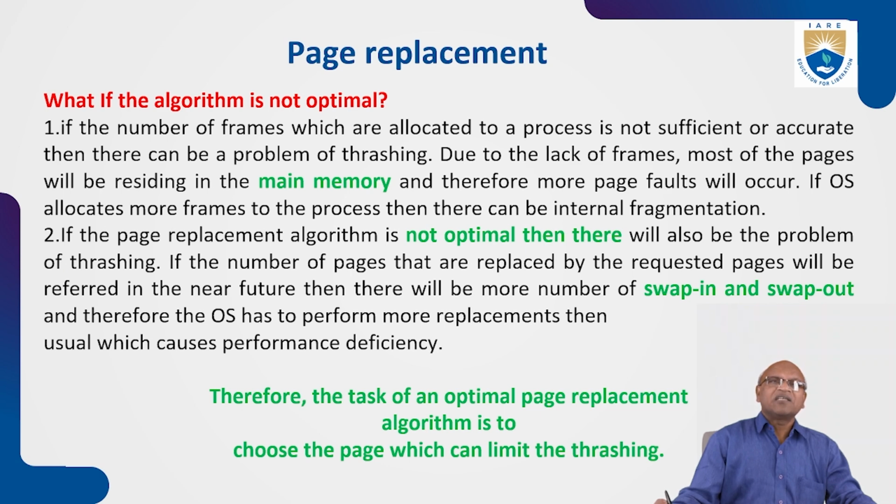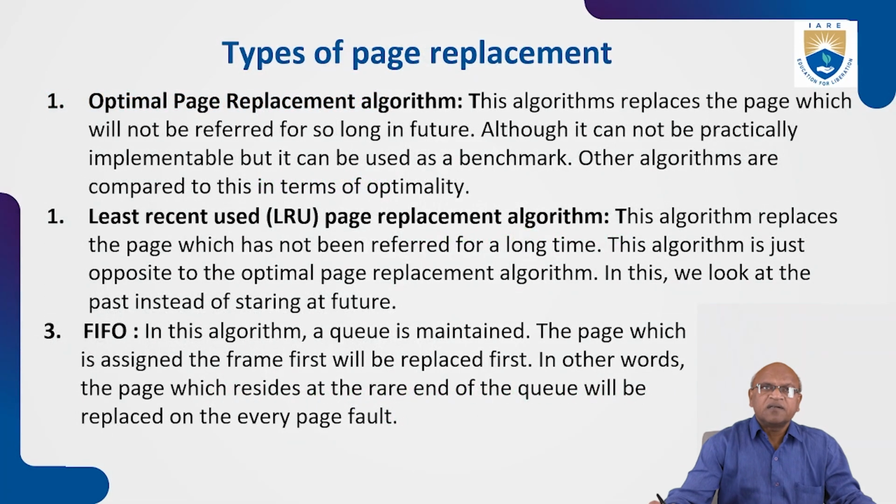If the OS allocates more frames to the process, then there can be internal fragmentation. If the page replacement algorithm is not optimal, then there will be the problem of thrashing. If the pages that are replaced will be referred to in the near future, there will be more swap ins and swap outs, so the OS has to perform more replacements than usual, which causes performance degradation. Therefore, the task of an optimal page replacement algorithm is to choose the page which can limit thrashing. We will see what thrashing is and the different types of page replacement algorithms.